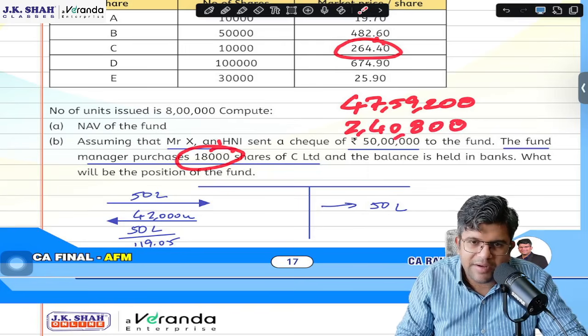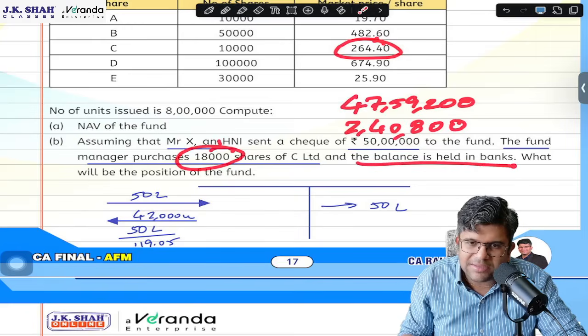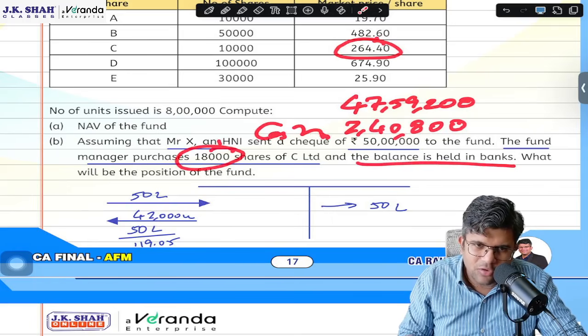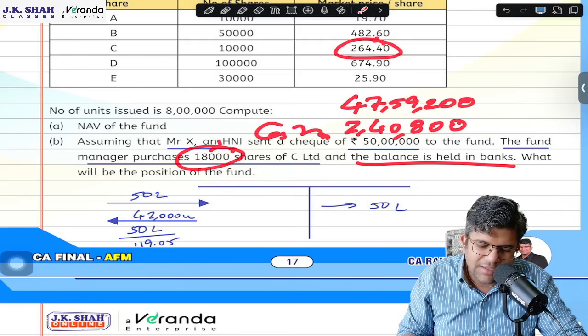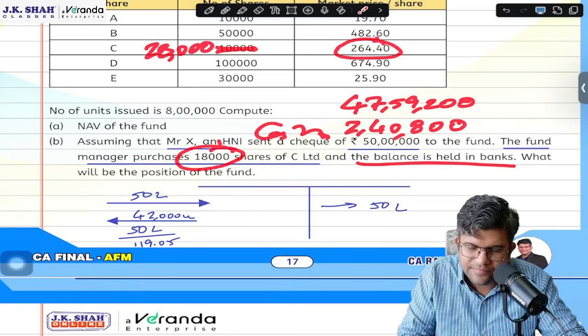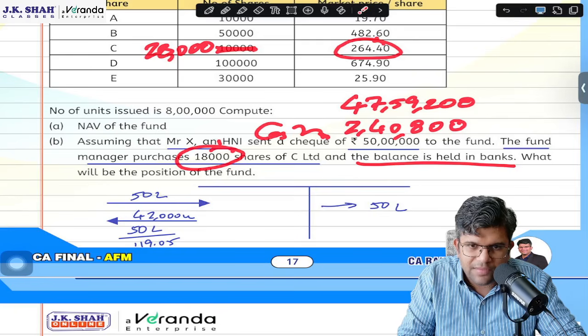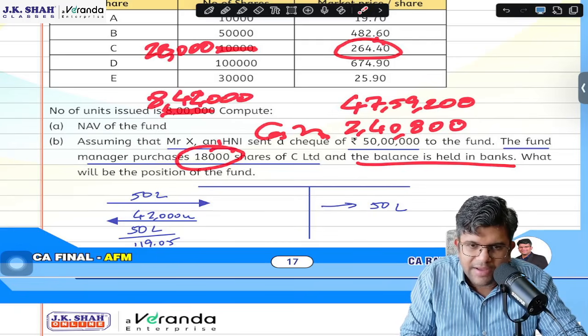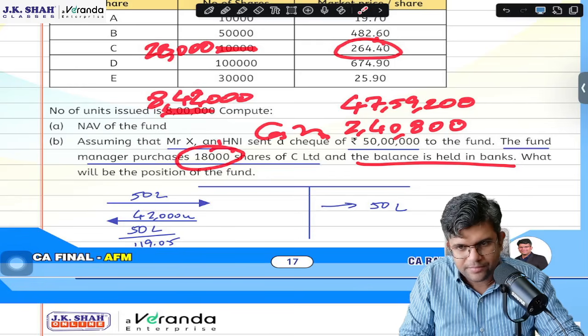2,40,800. Can someone tell me what will the mutual fund do with this balance? Held in banks, na? Basically, it will be cash. Is everyone clear? And I also hope you realize that C will now go to 28,000 shares. Clear? From 10,000 to 28,000 shares. And number of units will go to 8,42,000. Give me a Y. Understood all calculation?